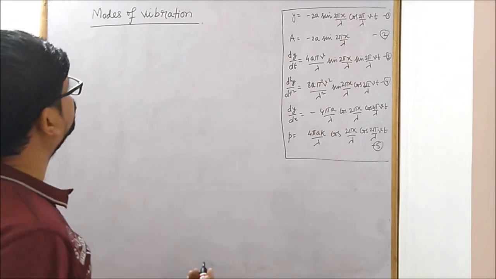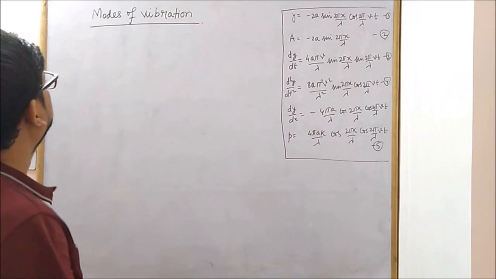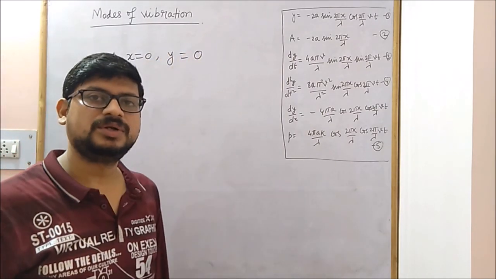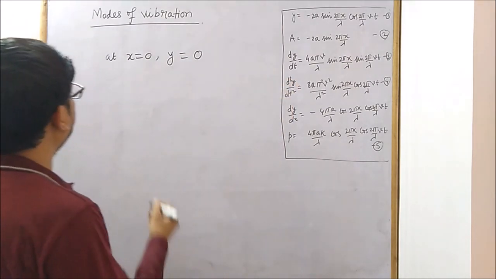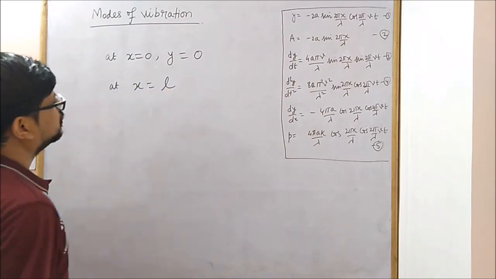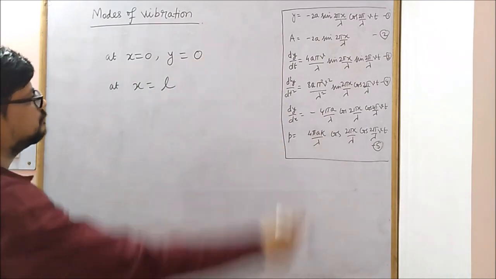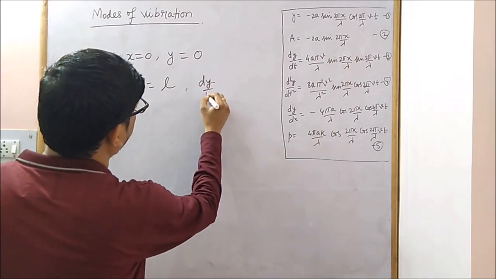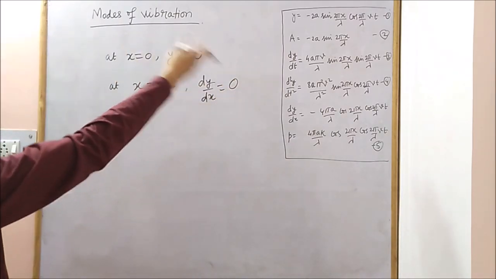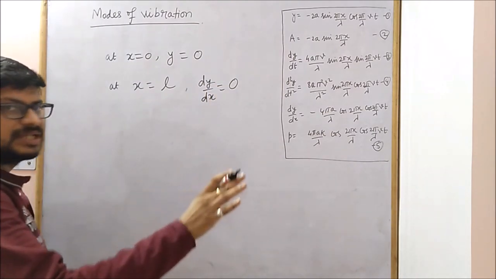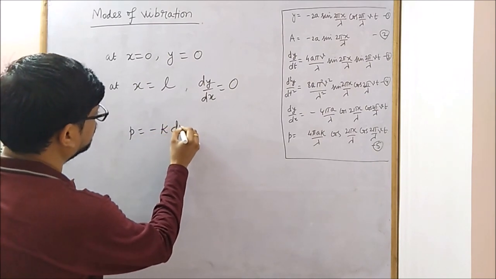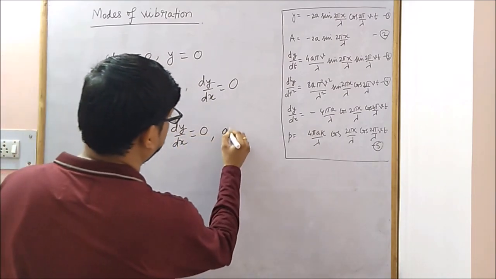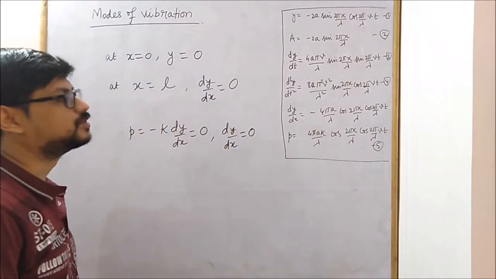So while we had one end free and another end fixed, we had the boundary condition as at x equal to 0, the displacement y was equal to 0, and let the other end, which was the free end, be at x equal to L, where L is, suppose, the length of the string. So at x equal to L, the value of dy by dx will be equal to 0. So these are the boundary conditions. Why dy by dx will be equal to 0? Because at the free end, the change in pressure P, which is equal to minus k dy by dx, will be 0, as there is no inertia at the free end. So this P will be 0, and from here dy by dx will be 0.